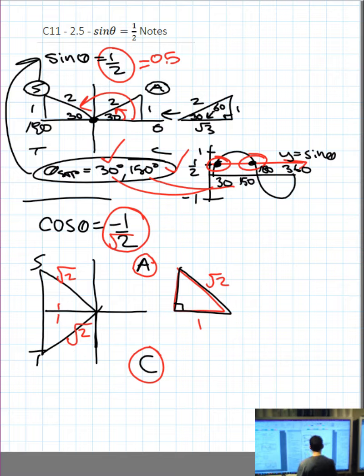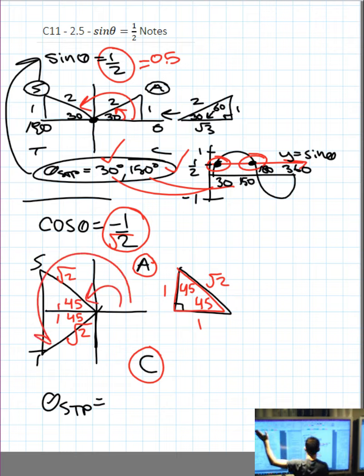Well, we know from special triangles that's the 1, 1, root 2 triangle, and it's isosceles with both angles that are 45. So I can put 45 in the diagram in both locations. Theta reference is 45, and the only grown-up angle that we care about is theta STP, which is equal to the angle from the positive x-axis to both terminal arms. So I'm going to draw those in. Now, the first one is just 180 minus 45, which is 135. And the other is 180 plus 45, which is 225.